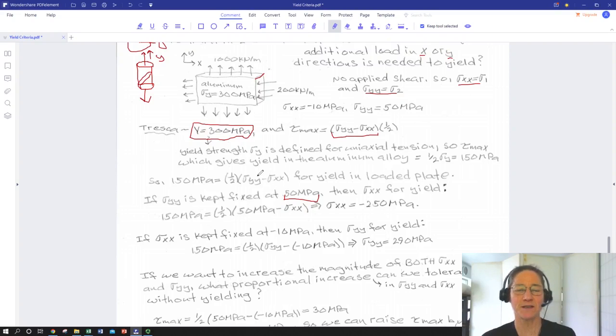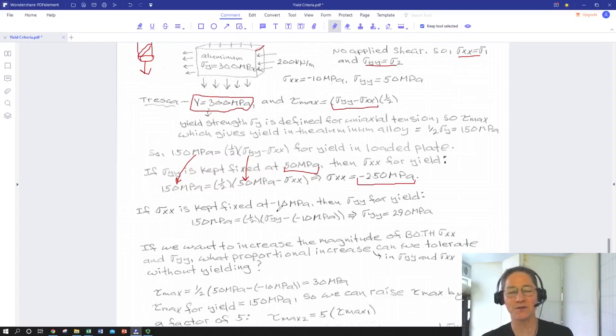Well, all we have to do is put in our 50 for our sigma YY, keep what we know our shear that corresponds to yield is, which is 150, and then solve for sigma XX, and we find we have to go up by over an order of magnitude. So from -10 to -250. And we can do the same thing if we keep our sigma XX fixed at -10 megapascals. We can insert that in our expression for our Tresca yield criteria, and then solve for sigma YY, and we get, again, something significantly larger.